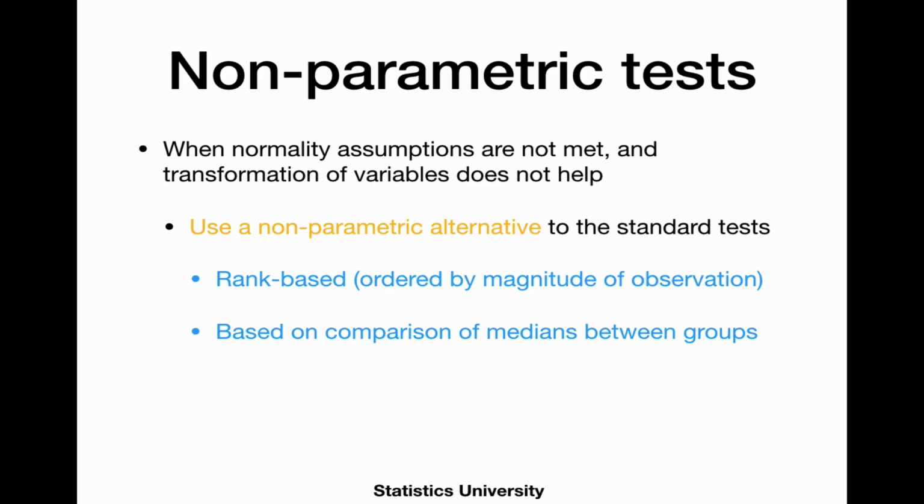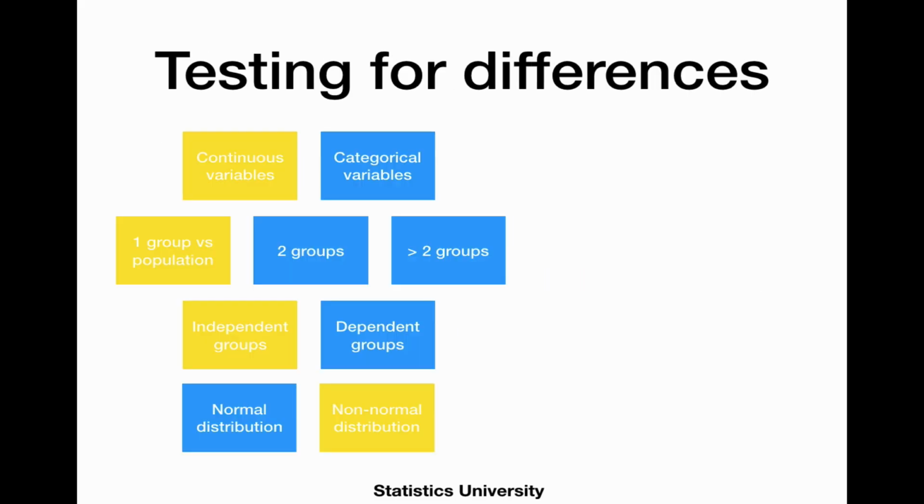And when normality assumptions are not met and transformation of variables does not help, usually the way to go is to use a non-parametric alternative to the standard tests, which are rank-based, so by order of magnitude of the observations, and are based on comparisons of medians instead of means between the groups. So we're not going to discuss non-parametric tests in detail because the calculations are pretty complicated, but I'm just going to briefly show you which tests to use in which situations.